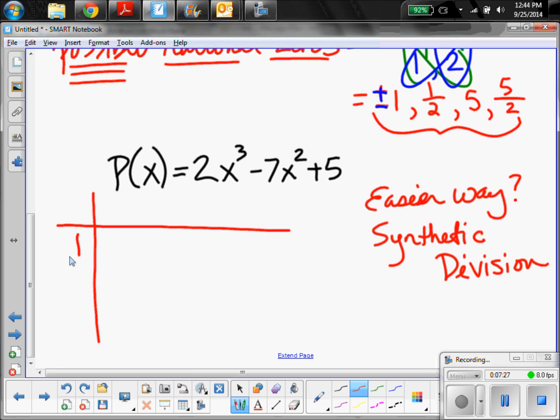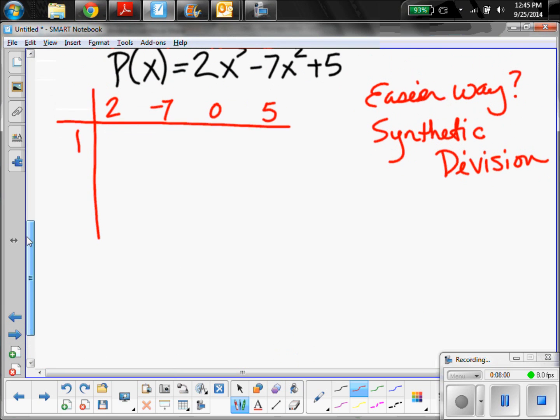Along the top of this little chart that I'm creating, I'm going to put the coefficients of my polynomial. So I've got a 2, and I've got a -7, and I'm going to need to put a 0 and a 5. I'm putting a 0 here because I don't have an x term. In synthetic division, when you are missing a power of x, you need to put 0 placeholders, just like you did in long division in 4th grade.